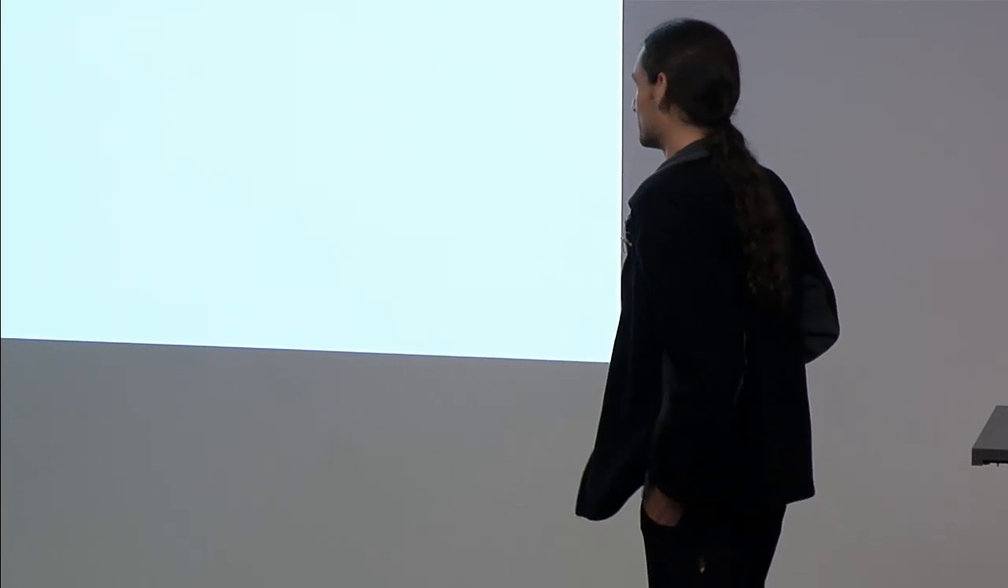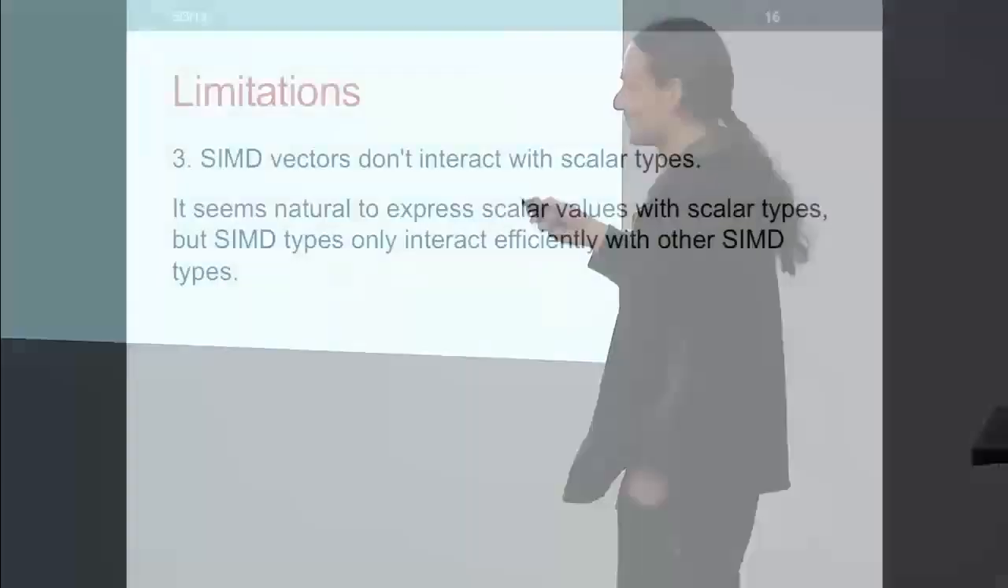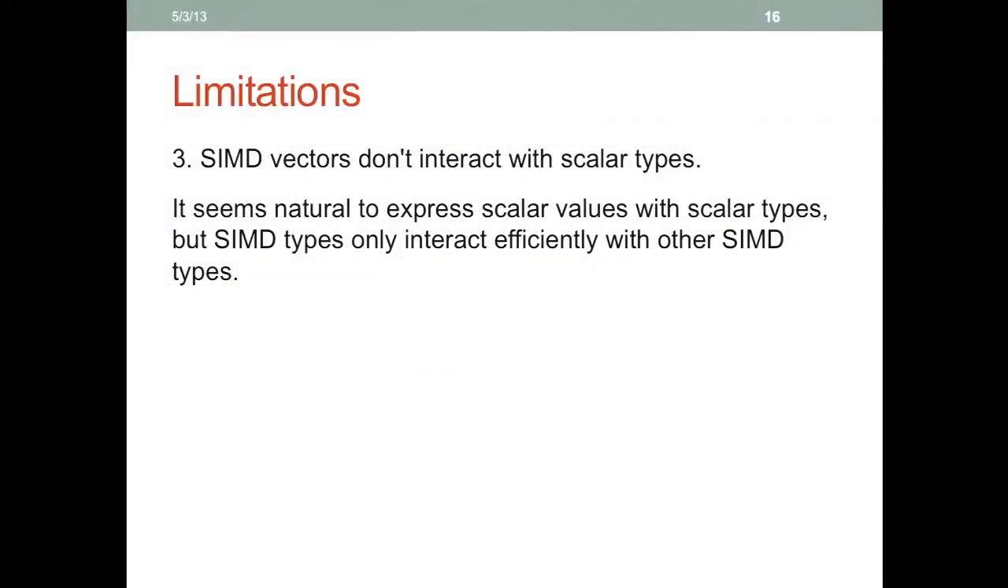So the third one, and this is important, SIMD vectors do not interact with scalar types. Now people like to think they do, and it certainly seems natural to express scalar values with their scalar types. But this is a mistake. SIMD types only interact efficiently with other SIMD types. So people always come up with these common linear algebra algorithms, like a dot product, which performs an operation on a vector that produces a scalar result. They'll write this little function which returns a float. It's the worst thing you can possibly do.